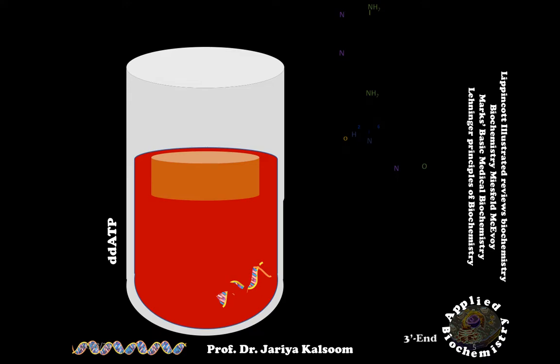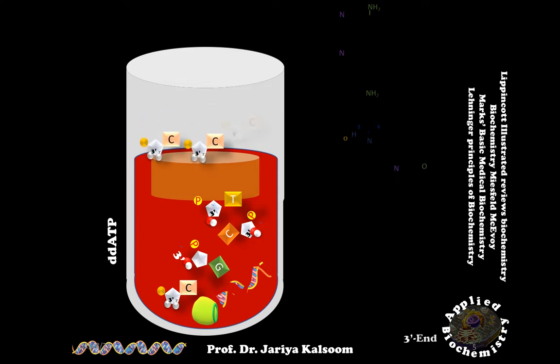In the second reaction tube, cytidine dideoxynucleotide triphosphate, ddCTP, lacking 3' and 2' hydroxyl groups, is added in a little amount. The ddCTP can be inserted into the growing chain of DNA, but after its insertion, further elongation cannot take place and elongation is stopped. As a result, the DNA fragments of varying lengths are produced.